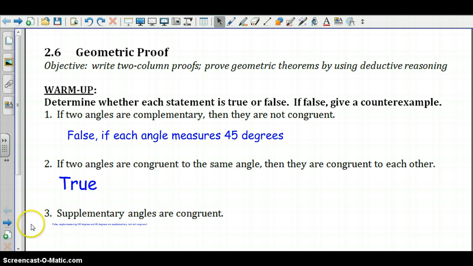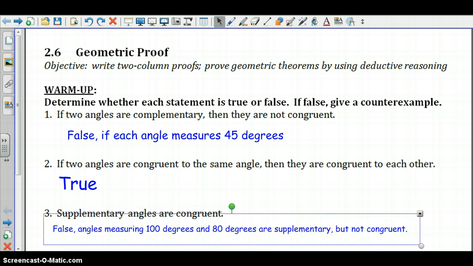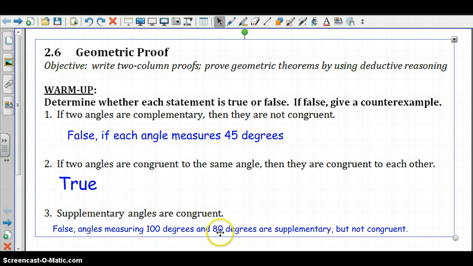And number three, supplementary angles are congruent. Again, kind of comparable here, but I can think of two supplementary angles that are not congruent. Angles measuring such as 100 degrees and 80 degrees are supplementary, but not congruent. You could have come up with any number pair there.